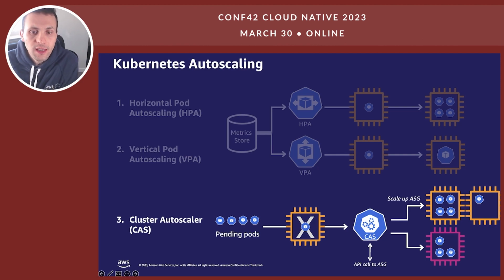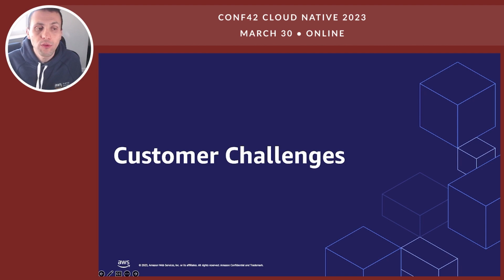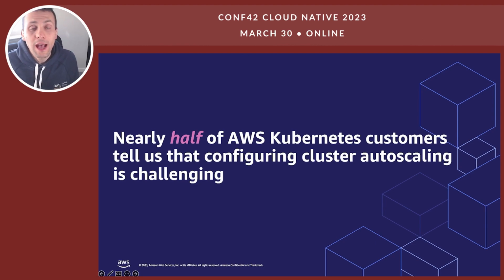And as you can see in this example, it's actually just creating a new instance of the same instance type within the same autoscaling group. And that's where some challenges come into the picture. So what we've heard, some customers bringing some feedback and saying why potentially cluster autoscaler doesn't work every single time, or there is potentially improvements that should be made. So nearly half of AWS Kubernetes customers have told AWS that configuring cluster autoscaler is challenging.